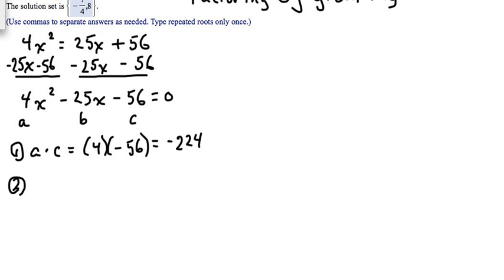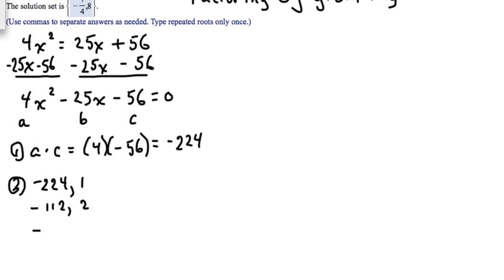Now, the only way you can multiply two numbers and get a negative is if one of them is negative and one of them is positive. And the only way when you add up those numbers they're going to add up to a negative is if the bigger number is negative. So we're going to start off with something like this, negative 224. We know that negative 224 times positive 1 is negative 224, but that definitely does not add up to negative 25. So we're going to go down the rest of the factors. Let's try negative 112 and 2. Now that doesn't work either because it doesn't add up to negative 25.